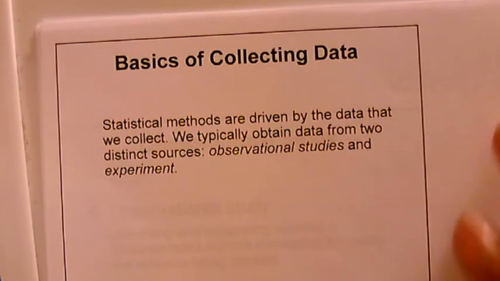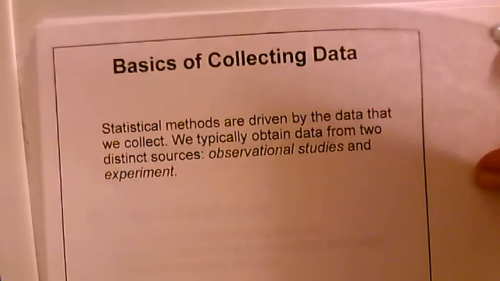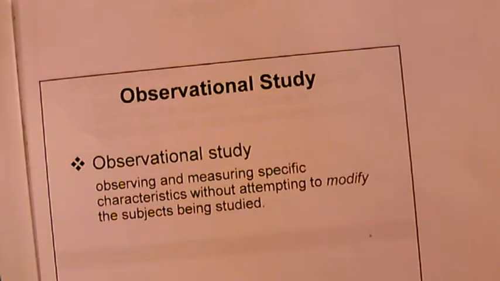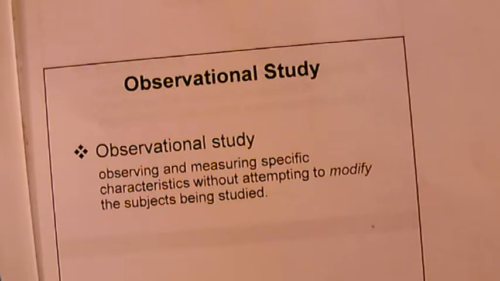Statistical methods are driven by the data that we collect. We typically obtain data from two distinct sources: observational studies and experiments. Okay, so let's talk about what an observational study is. An observational study is observing and measuring specific characteristics without attempting to modify the subjects being studied.